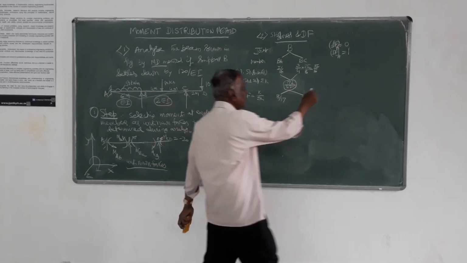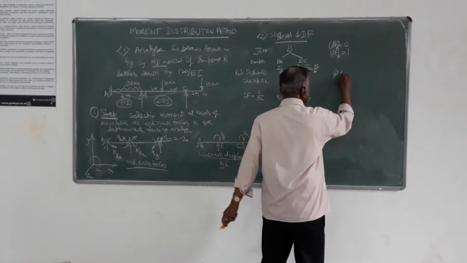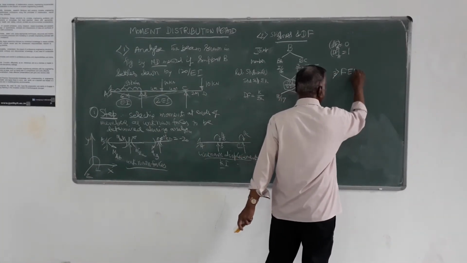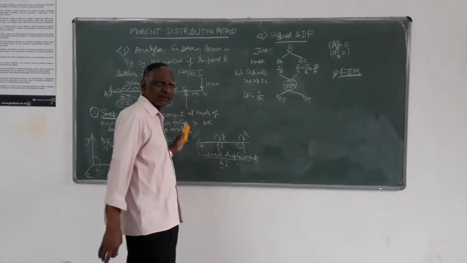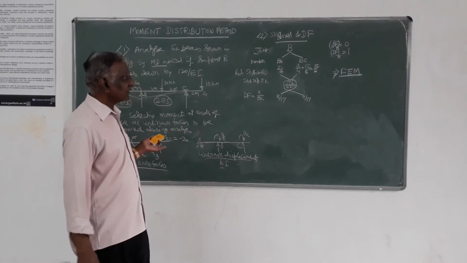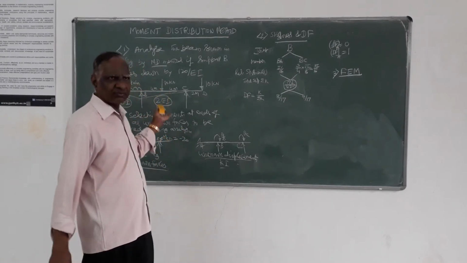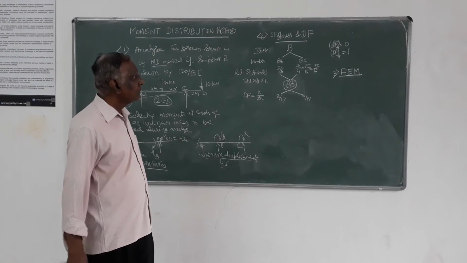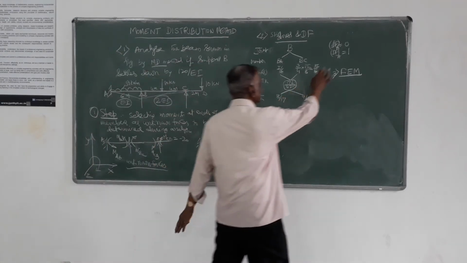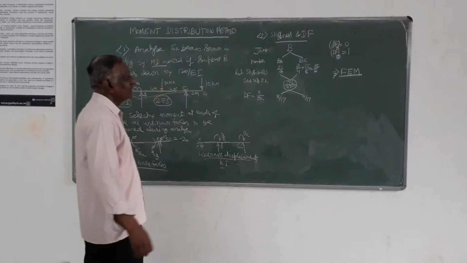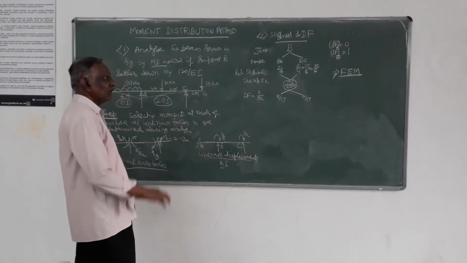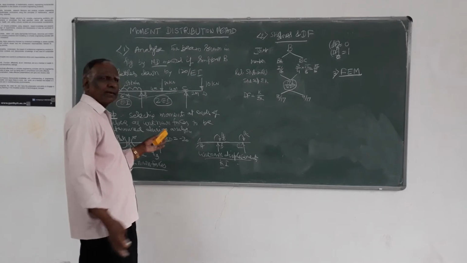Then third step, you have to find fixed end moments. Whatever I just explained. The distribution factor at joint C is 1, right, sir? Yes, C. Okay. So fixed end moments you have to find out for all the members.